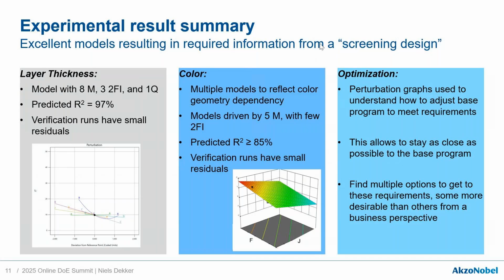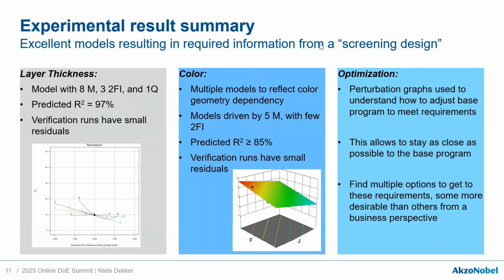We then did some optimization, or at least looked at the data, of course. Perturbation graphs in this case were really useful because we had a standard base program that was already created, so we can see how we could change the responses to get closer to the requirements. And it's really important because then you stay closer to what the application experts already created, and that also allows for more buy-in, of course.